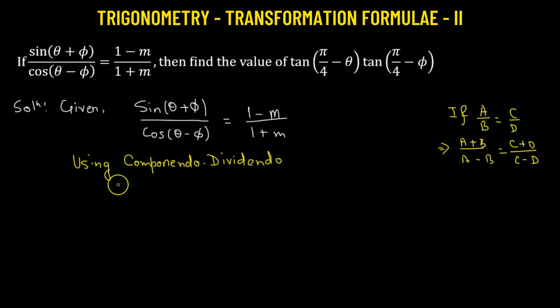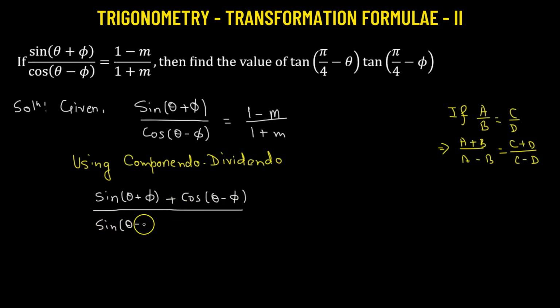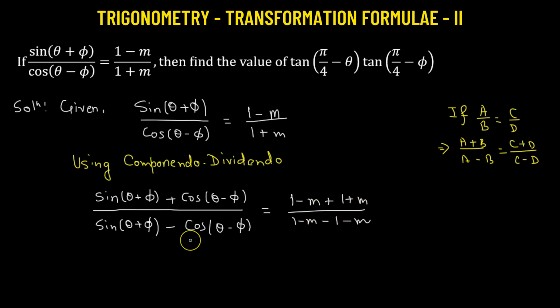So we'll begin from the left hand side. First we take the numerator, which is sine of (theta plus phi), and add to it the denominator, which is cosine of (theta minus phi), whole divided by, in the denominator, the numerator sine of (theta plus phi) minus cosine of (theta minus phi). Now we have to do that to the right hand side as well. So we have (1 minus m) added to (1 plus m), divided by (1 minus m) minus (1 plus m). Fine, so let's do that.